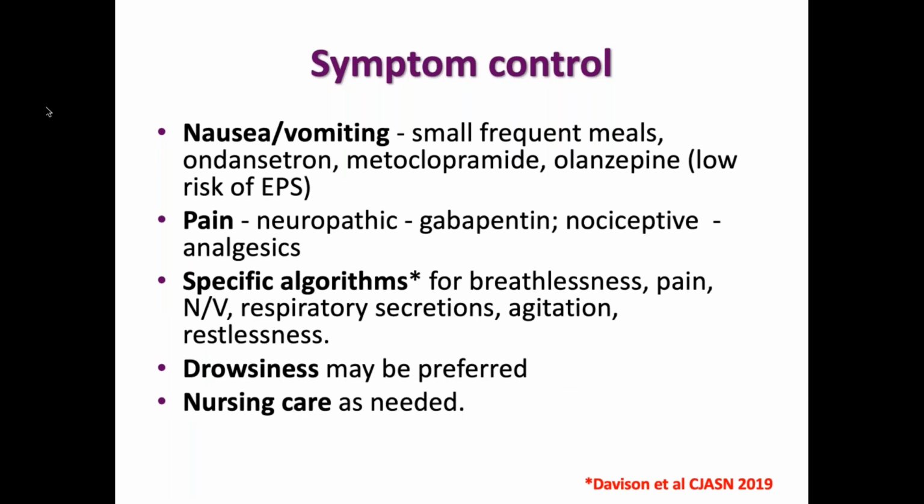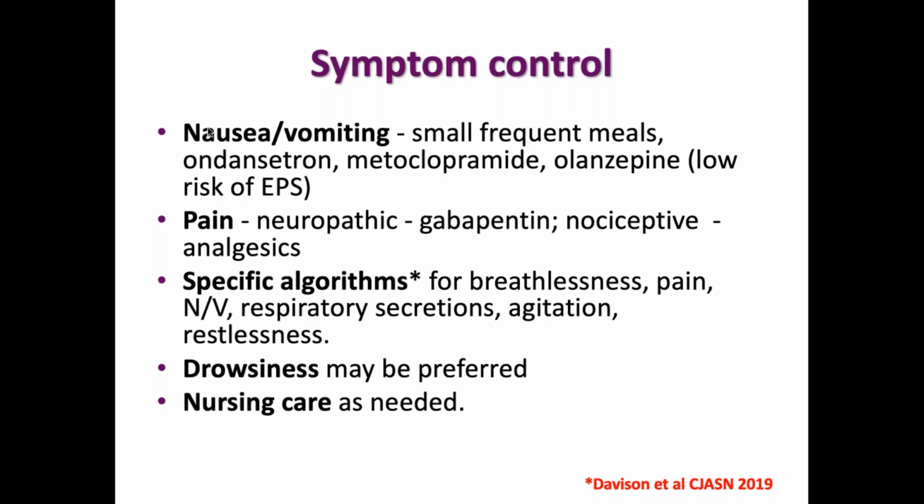Now, other symptoms would also require control, and I would not talk about all of those, but will draw your attention to this paper by Dr. Sarah Davison, which appeared in CJASN just about a month ago. And the principles here are that for management of nausea, vomiting, we should ask our patients to take small, frequent meals rather than large meals. And in terms of the drugs, we can use ondansetron, metoclopramide, or if required, we should use olanzapine, which has a relatively low risk of extrapyramidal syndrome.